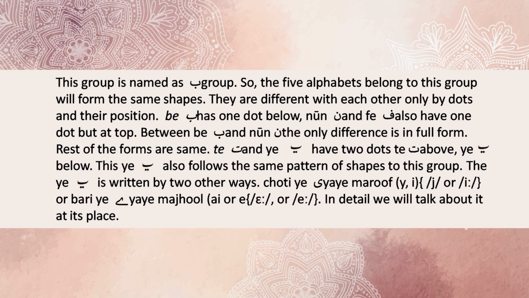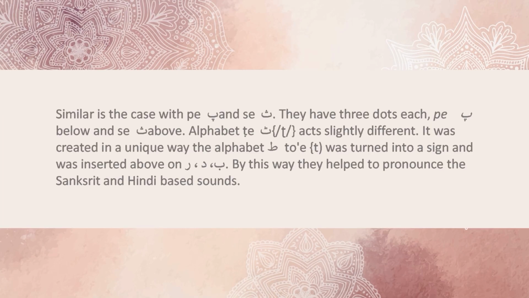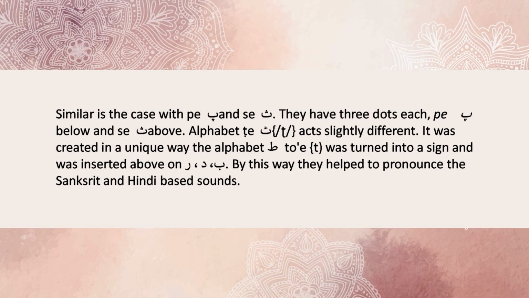In detail we will talk about it at its place. When we talk about ye, we will talk about it in detail, and there are many other things related to this ye group. We'll learn that at the time. Similar is the case with pe and se. They have 3 dots each, pe below and se above.